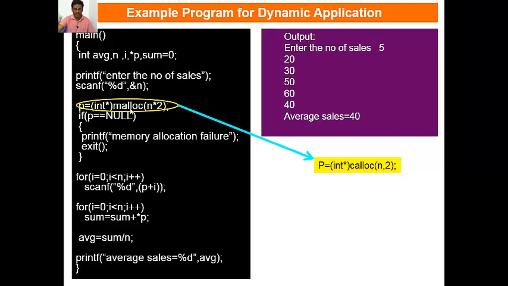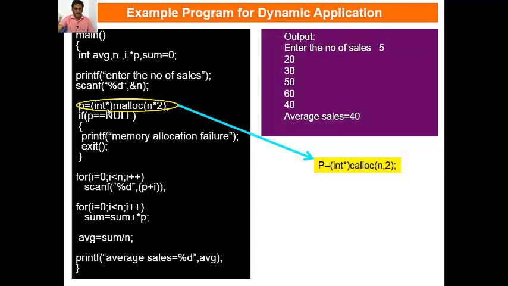But in our case, through this example, we get only integer values. We want to allocate memory for integer values. So the integer pointer variable P equals the typeless address returned, converted into an integer address, held in P. Then, if P equal to null.